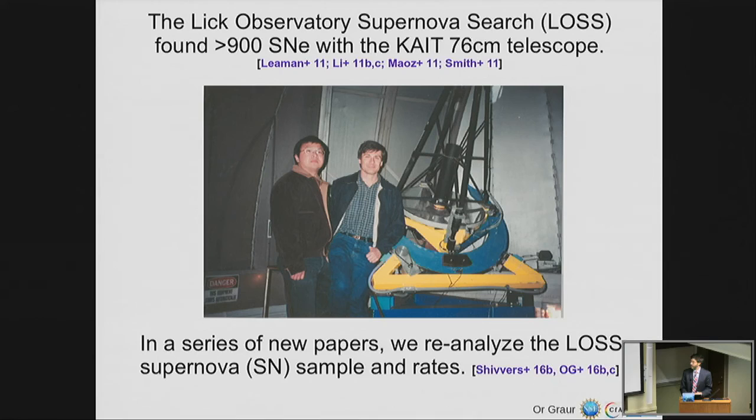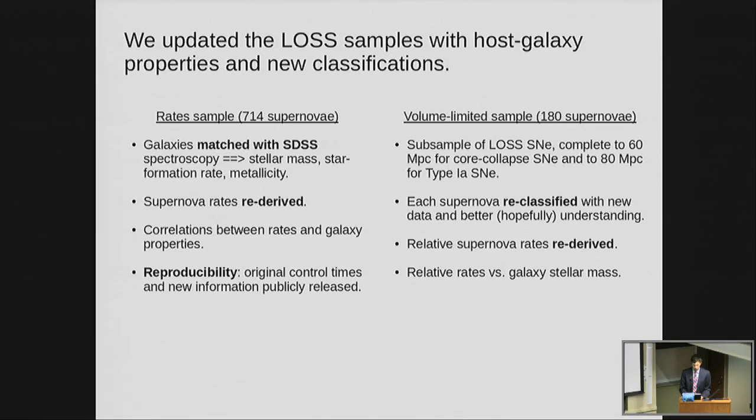What we did, looking backwards, was two things. First of all, we looked at two of the LOSS samples. LOSS itself discovered more than 900 supernovae. We looked at a RATES sample, which has about 700 supernovae. For the host galaxies of these supernovae, we crossed them with SDSS spectroscopy so that we could get host galaxy information, stellar masses, star formation rates, metallicities, and so on. Then we rederived the rates and looked at correlations between those rates and the galaxy properties.